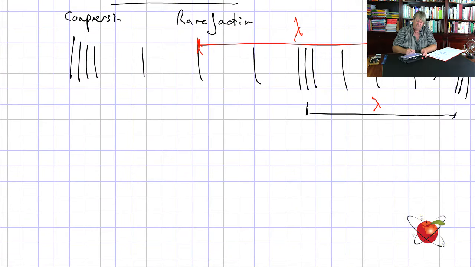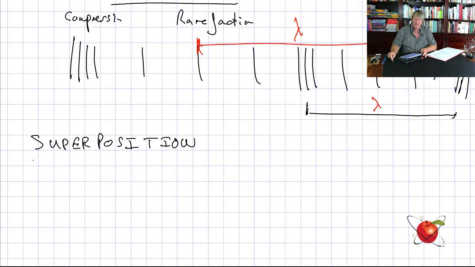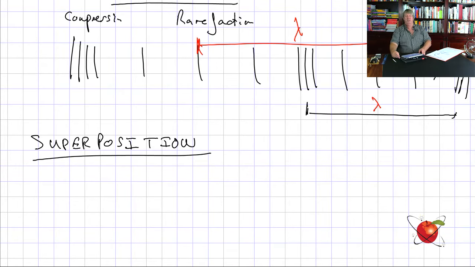Okay? Now, let's look at another word. Another definition of a word. Superposition. Okay? Superposition. What do I mean by superposition? I mean something quite straightforward.